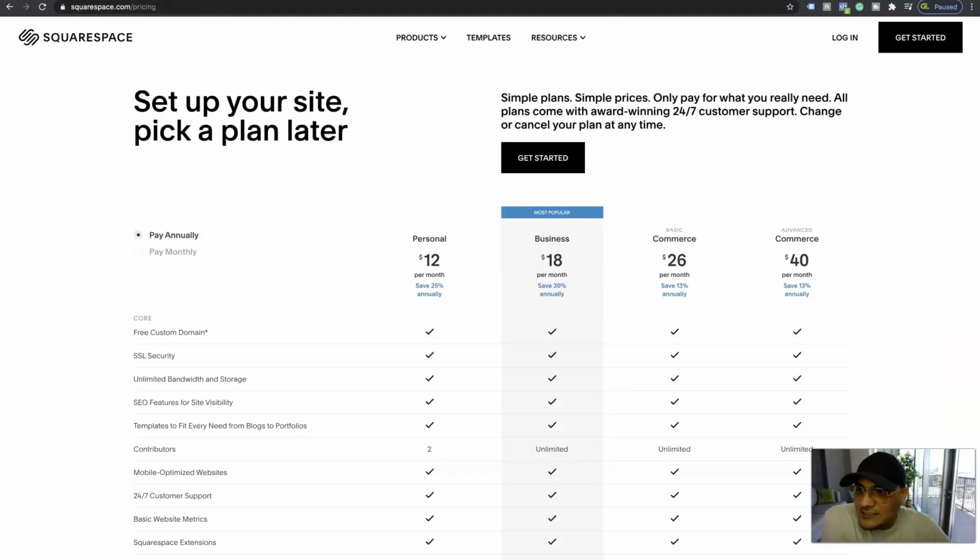So here is Squarespace pricing, the most popular, $18 a month. You do have an SSL certificate, which SSL security is pretty much a little padlock you see here on the left-hand side.